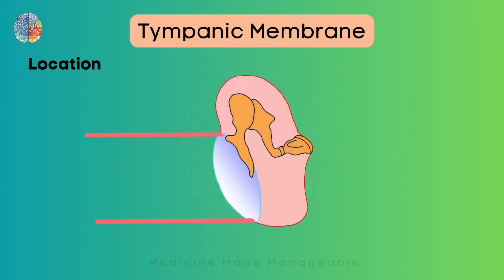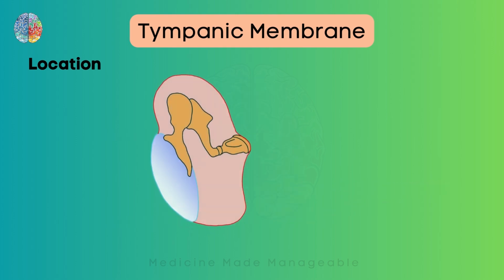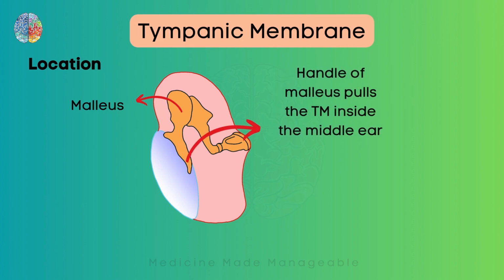So here I have isolated that part. This again is the EAC and this is the middle ear which contains the ossicles. Now I will remove the EAC and let's see each part. This is the malleus, which is the first of the three ossicles. And this is the handle of malleus which pulls the tympanic membrane inside the middle ear. Due to this, the tympanic membrane is a little concave in shape. It is not completely straight.